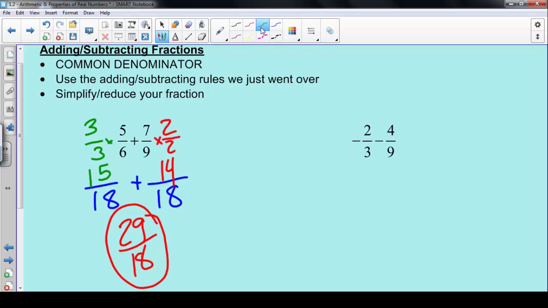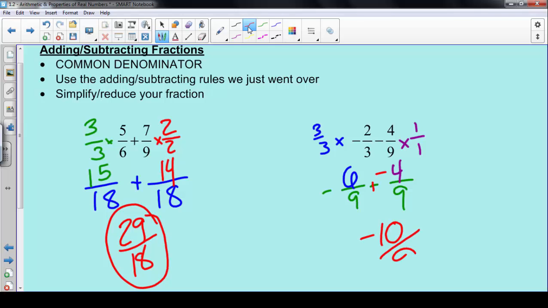Next one, we got negative 2/3 minus 4/9. Our common denominator is 9. Make sure you have this negative out front here, and we're subtracting. For the first one, we had to multiply by 3/3 to get to the 9. So 2 times 3 is 6. Second one, we had to just multiply by 1/1, so it didn't change anything. Negative 6 minus 4, we can change this to plus the opposite to get negative 10/9.